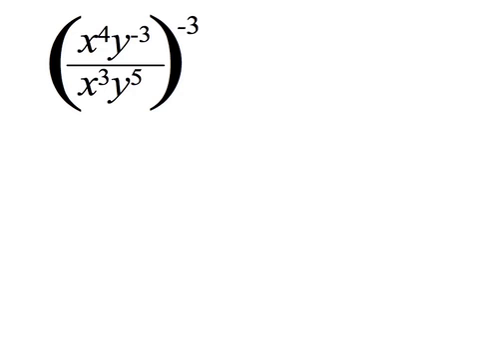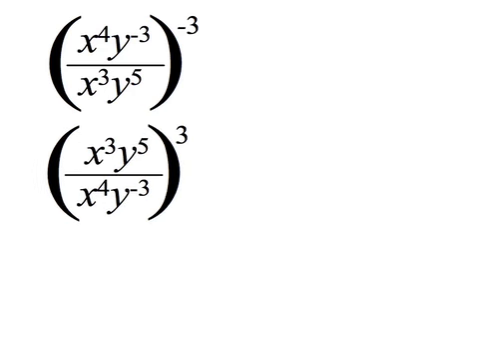And now we're going to do the same expression another way. This time, we're going to flip it. Instead of having the whole thing to the -3rd power, we're going to have the reciprocal of the whole thing to the positive 3rd power. So we simply reverse the numerator and the denominator.